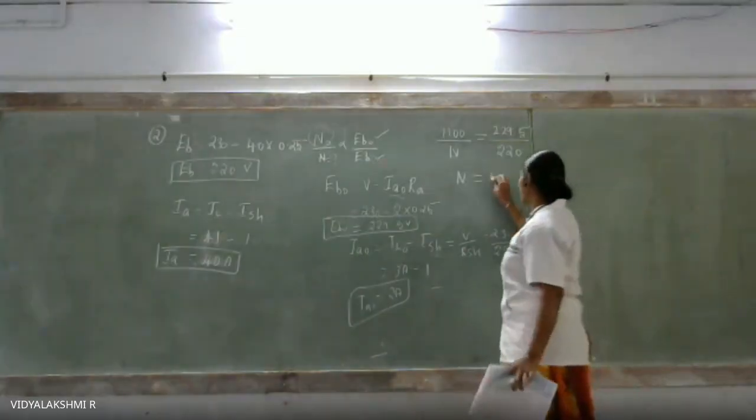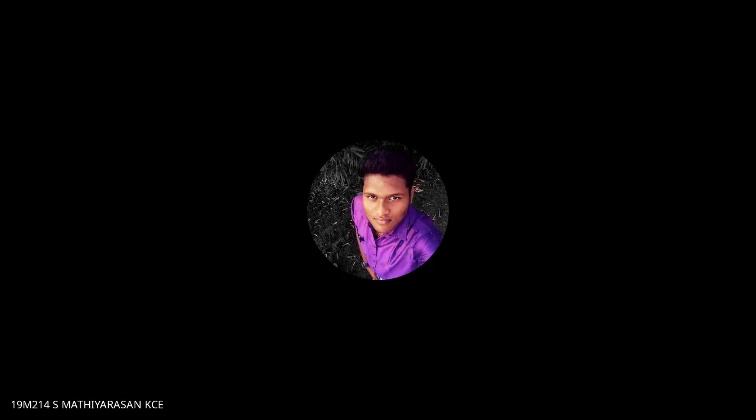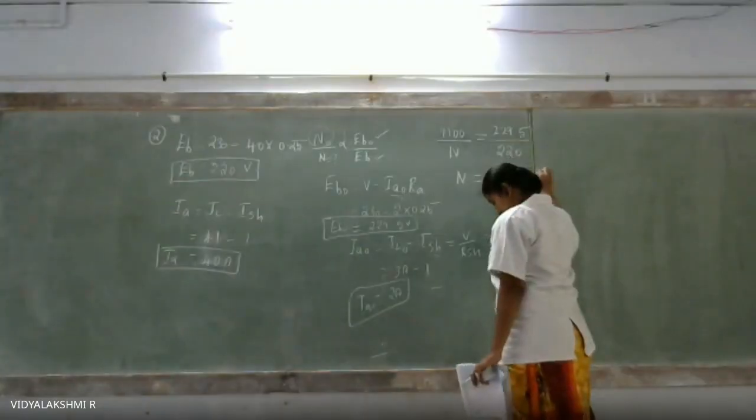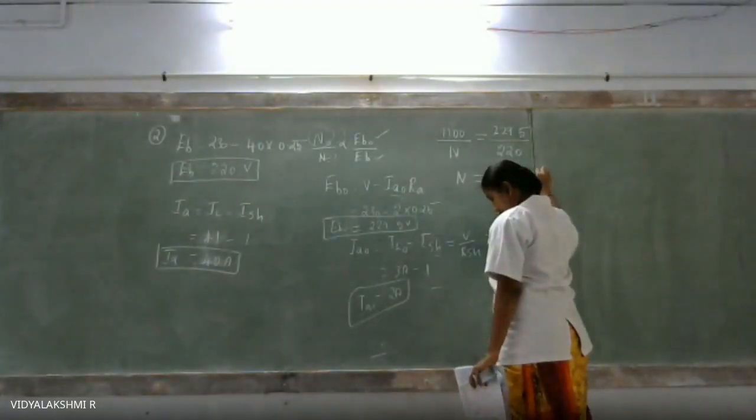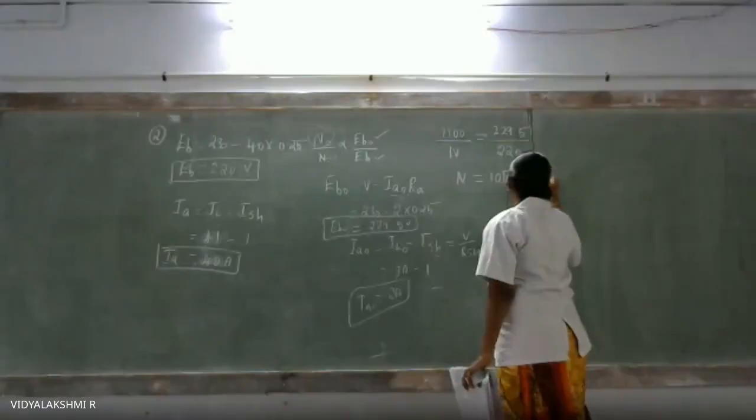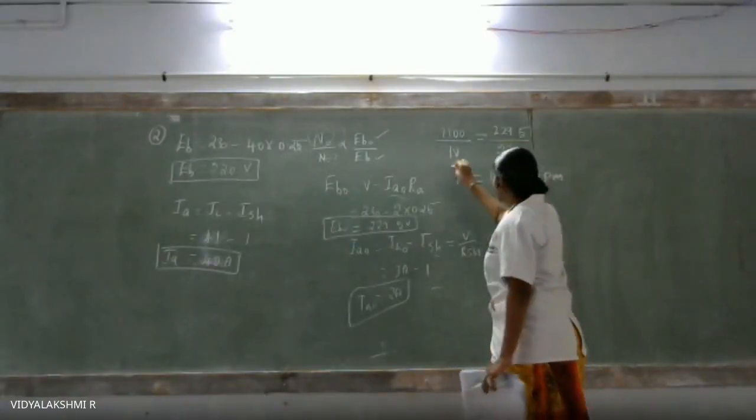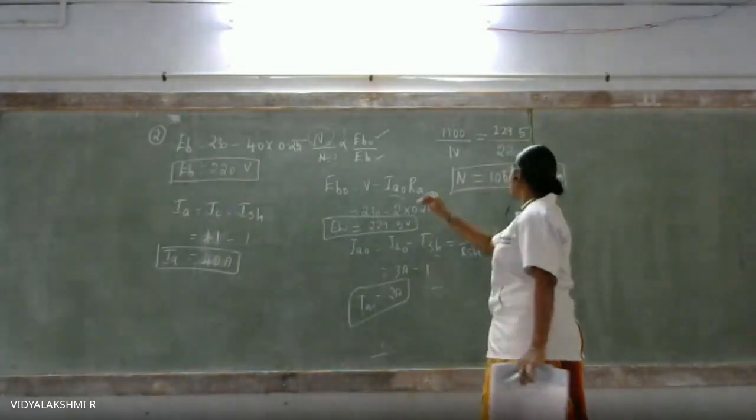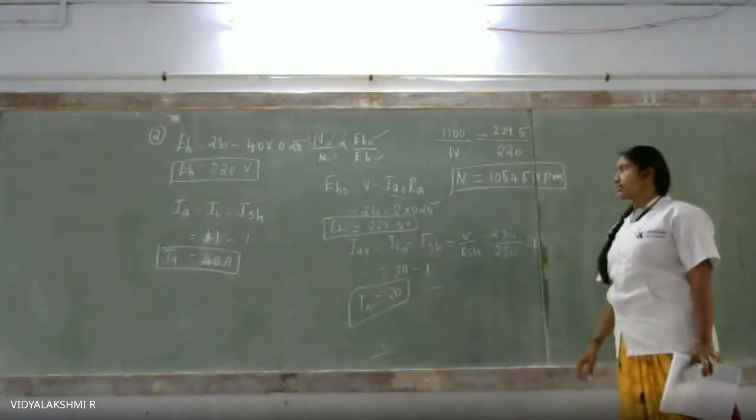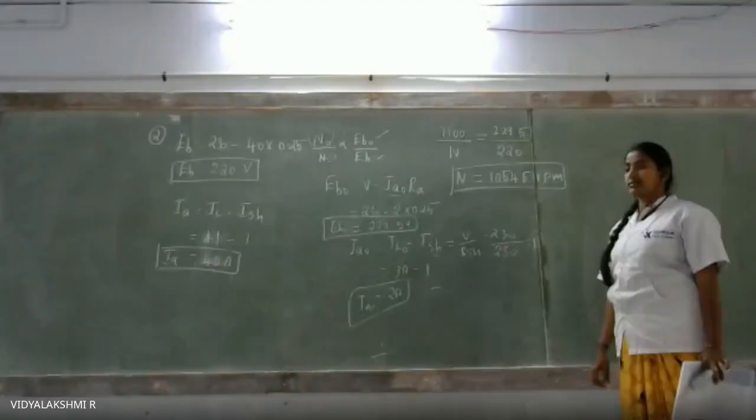1054.46. What is the unit of speed? RPM, revolutions per minute. So this is the full load speed value. Super. Any doubt in this problem?